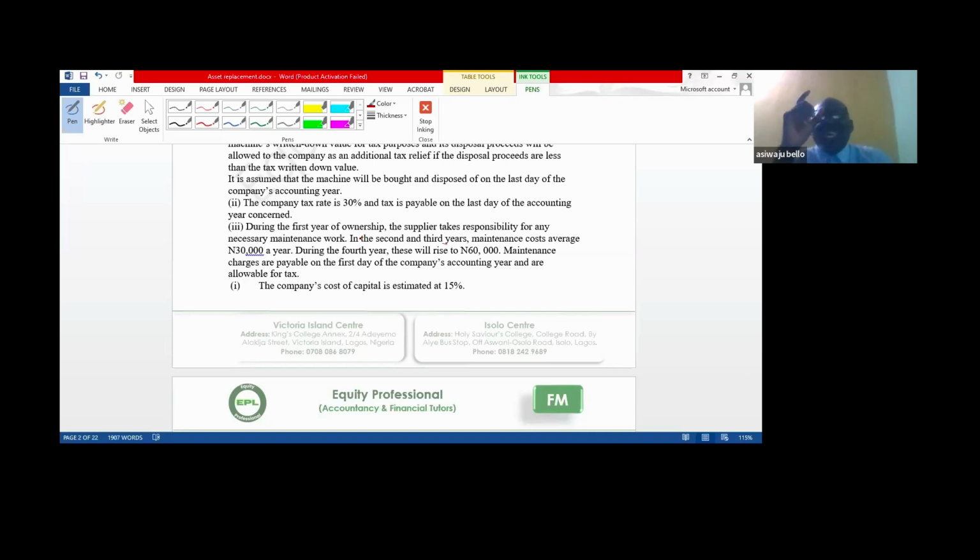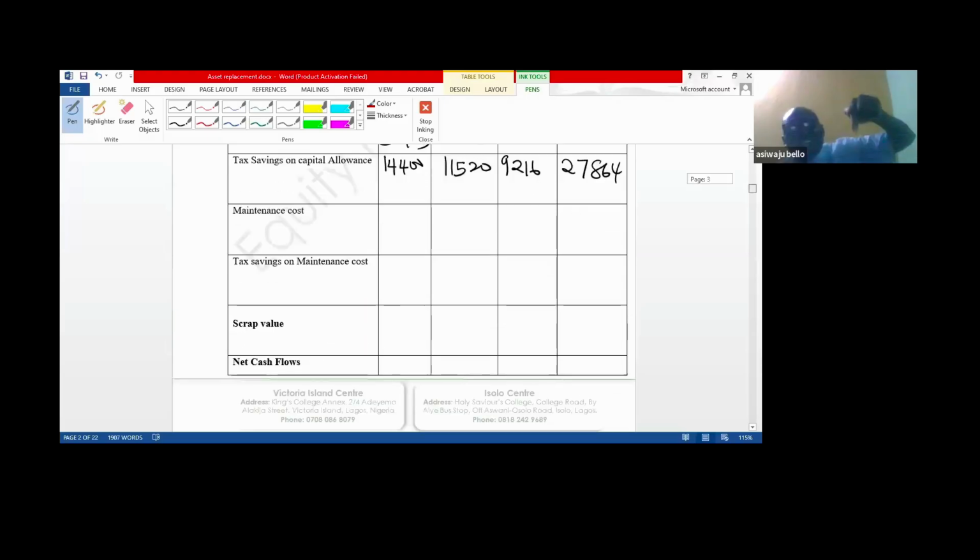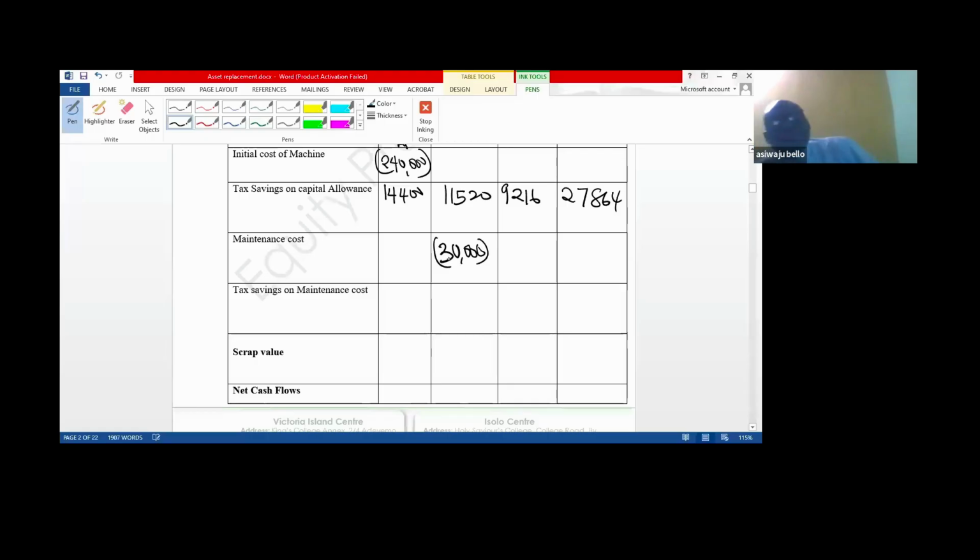That means maintenance cost for year 2 is paid at the beginning of year 2. Under investment appraisal, beginning of year 2 implies end of year 1. That means the maintenance cost for year 2 is incurred at the start of year 2. Under investment appraisal, start of year 2 implies end of year 1.